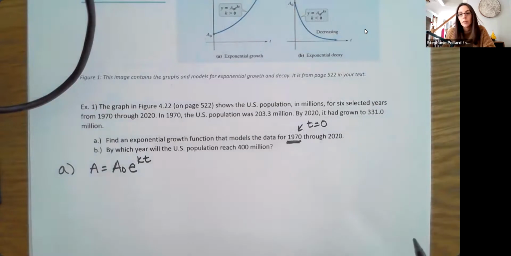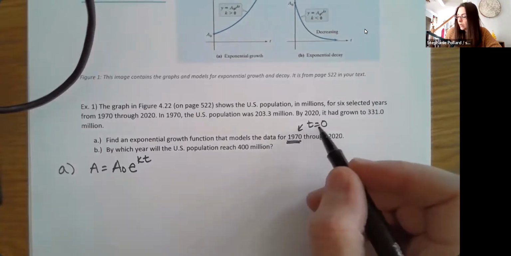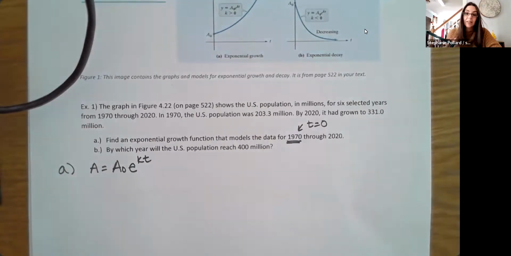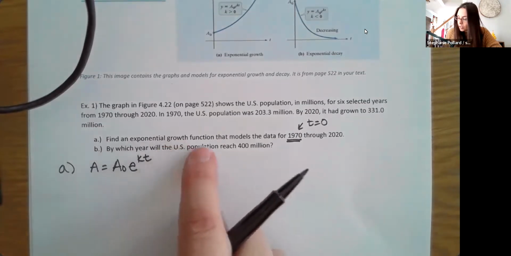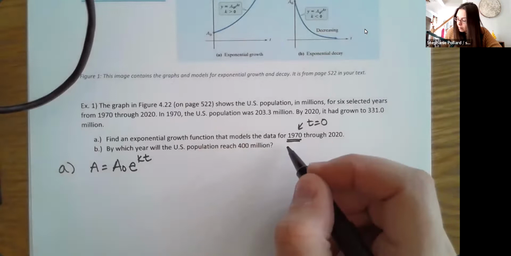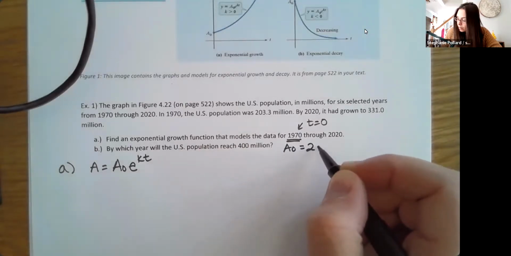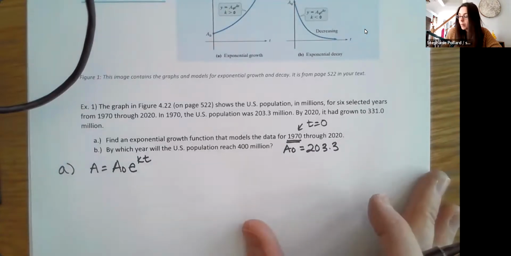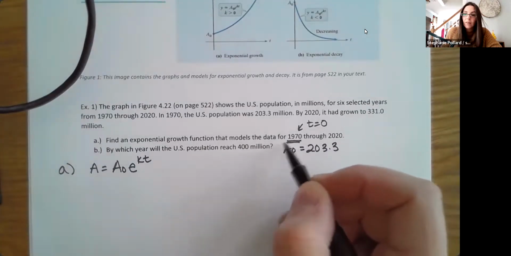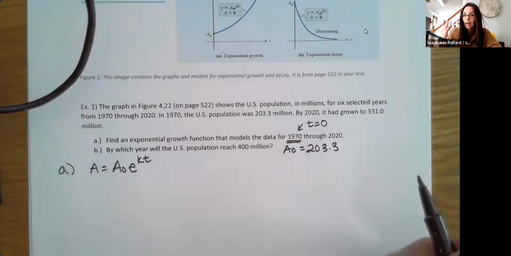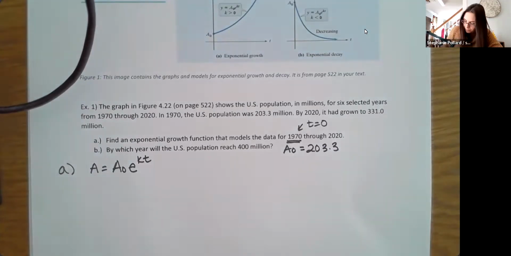And we do this a lot. So remember that we often have a starting year because we don't really want to go back to year 0. So here, t equals 0 is going to relate to 1970 in this case. So our starting population in 1970 is going to give us our A sub 0, and that was 203.3 million people. So remember, your A sub 0 is that starting value, whatever the value is at time 0. So that's your starting point.